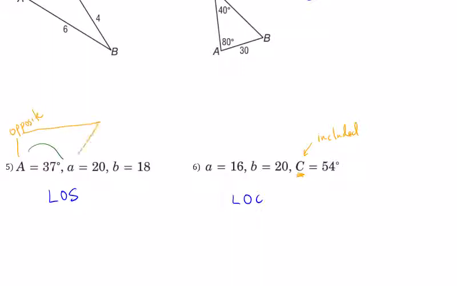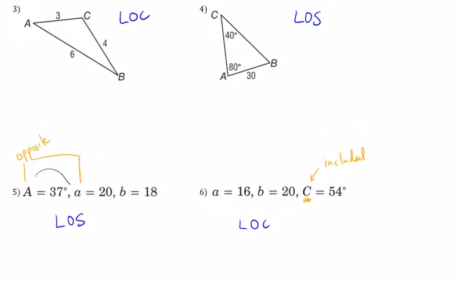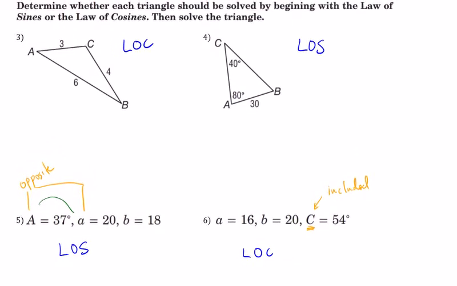And it's opposite of A right here, right? Okay, all right, so that's when to use which, just by looking at them and seeing what you're given. Are you given three sides, two sides? If you're given two sides, is it included angle or opposite angle? And then if you're given two angles and a side, then it's automatically law of sines.